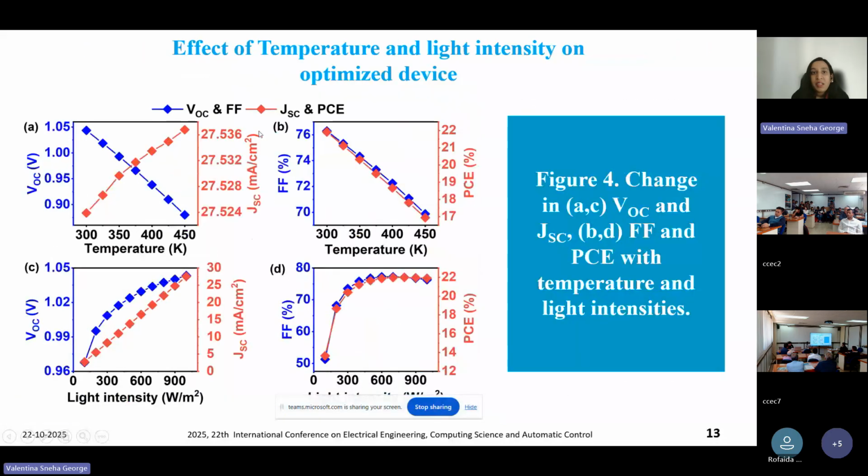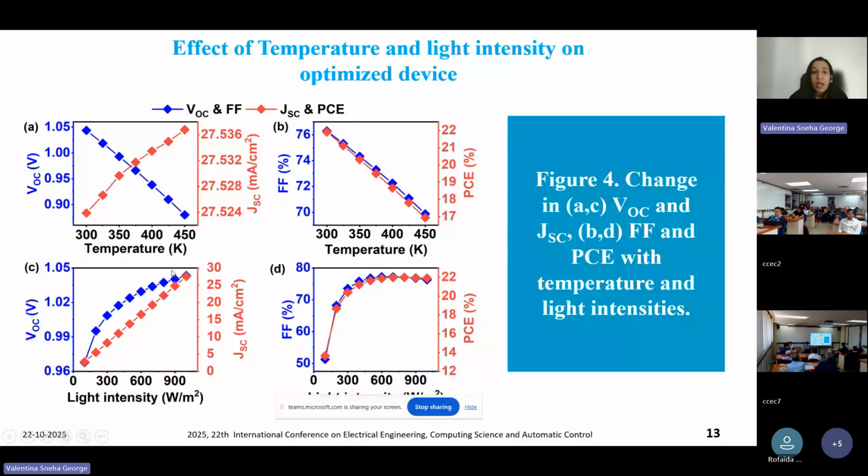Then we have varied the temperature and light intensity. The device stability was analyzed under different temperatures like 300 to 450 Kelvin and illumination intensity of 100 to 1000 watts per meter square. On analyzing the temperature variation, the VOC and fill factor declined due to enhanced SRH recombination, whereas JSC rose marginally due to the band gap narrowing effect at the higher temperature.